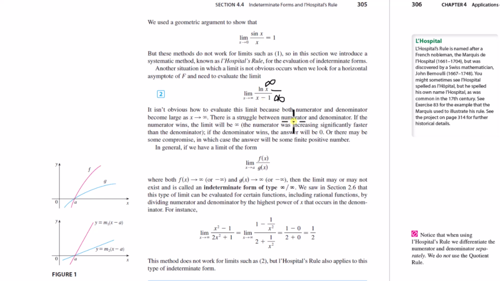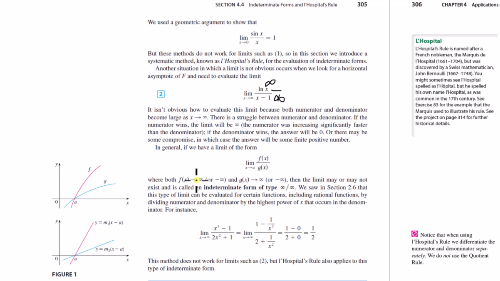There's a struggle between numerator and denominator. If the numerator wins, the limit will be infinity. If the denominator wins, the answer will be 0. Or there may be some compromise, in which case the answer will be some finite positive number. So in general, if we have a limit of the form, the limit as x approaches a of f of x over g of x, where both f of x approaches infinity or minus infinity and g of x approaches infinity or minus infinity, then the limit may or may not exist and is called an indeterminate form of type infinity over infinity.